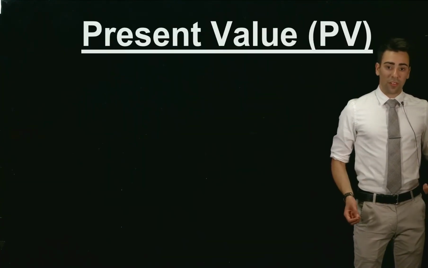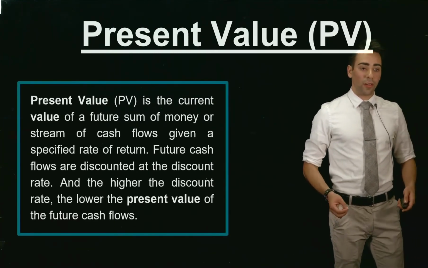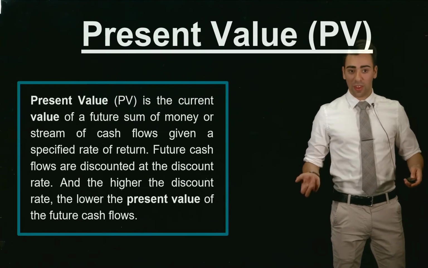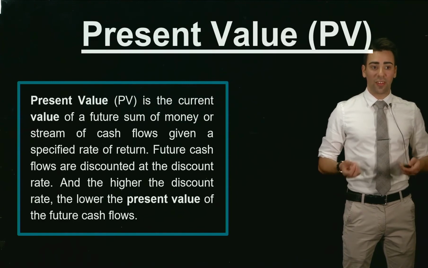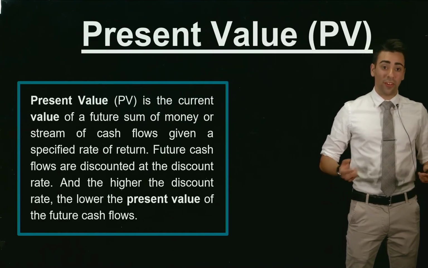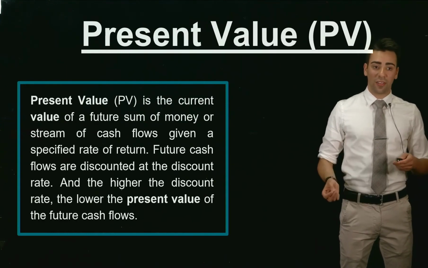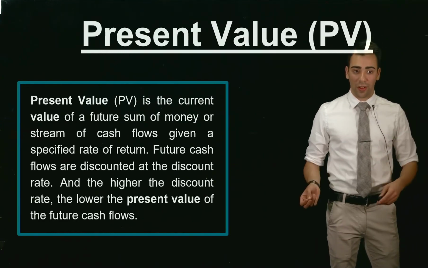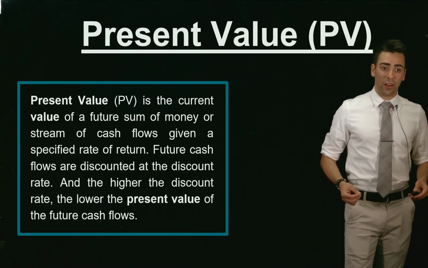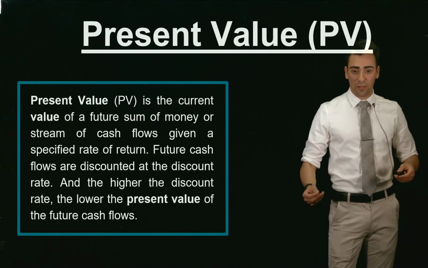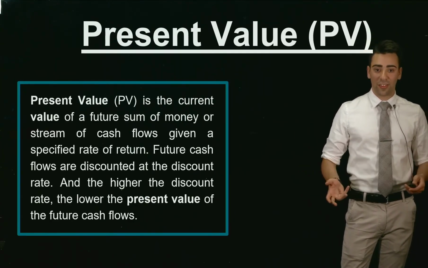Now let's have a look at present value. Present value is the current value of a future sum of money or stream of cash flows given a specified rate of return. Future cash flows are discounted at the discount rate or interest rate. We're going to use those terms interchangeably. The higher the discount rate, the lower the present value of the future cash flows. In other words, the present value can tell us how much we would need to invest today in order to save a certain amount given an interest rate and time period.